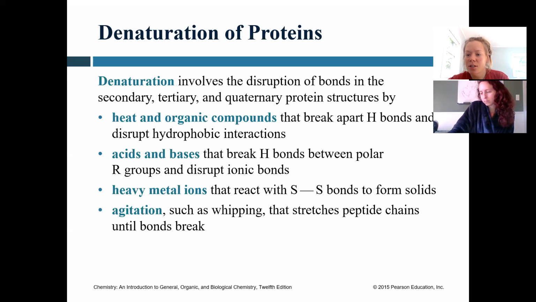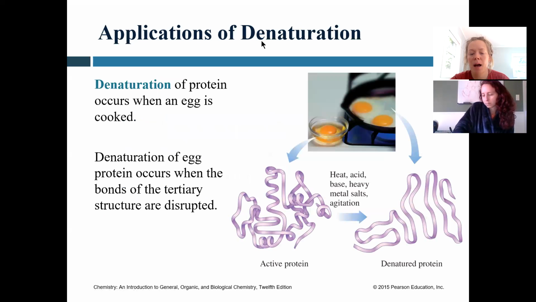When a protein denatures, it starts to fall apart or change. There are a couple of different ways that you can denature or disrupt a protein. One is heat and organic compounds. Here's the denaturization of the protein within an egg. When you have the active protein, it has a very specific tertiary and secondary structure. When you heat that egg up, it's denatured into a different sort of structure.